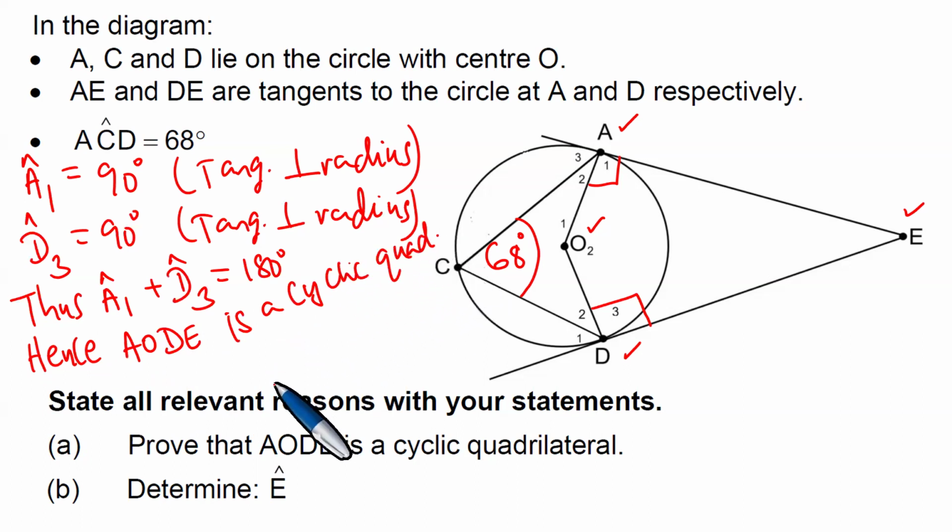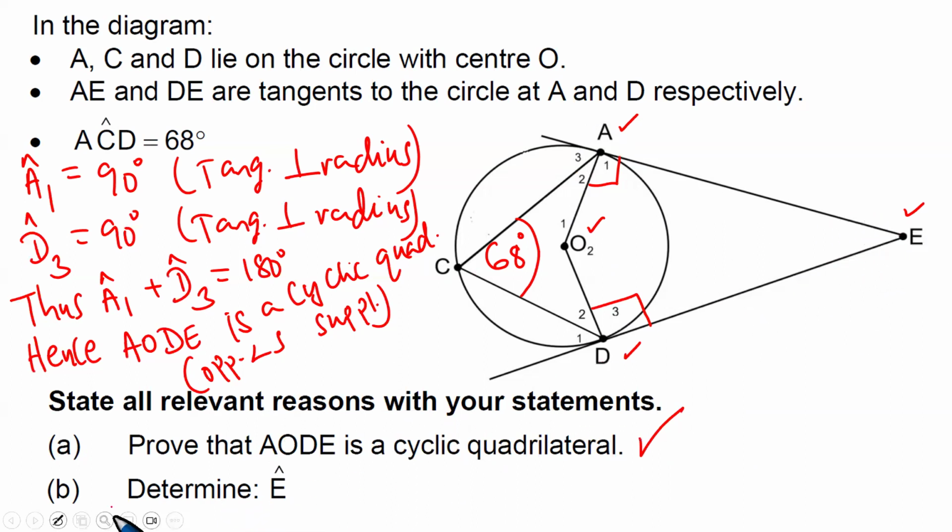Why is it a cyclic quad? It is a cyclic quad because the opposite angles are supplementary. Opposite angles supplementary. And if the opposite angles are supplementary, then it is most certainly a cyclic quad there. Okay, so we have been able to prove that AODE is a cyclic quadrilateral. The next thing to do is to determine the size of the angle E.